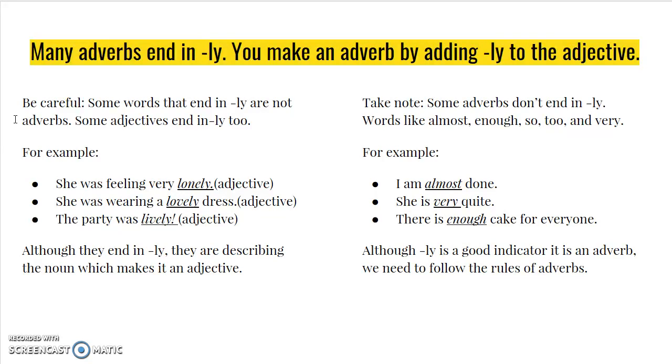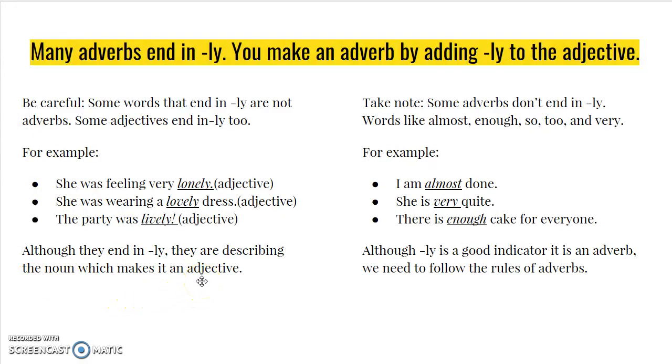So let's look at some of the examples. She was feeling very lonely. So that's the adjective. She was wearing a lovely dress. That's the adjective. The party was lively. That's the adjective. Where is our adverb in this? Now, if we look at that, those are all adjectives. They're telling you how and explaining, describing the feeling, describing the dress, describing the party. But it's not an adverb. So although they end in ly, they are describing the noun, which makes it an adjective.